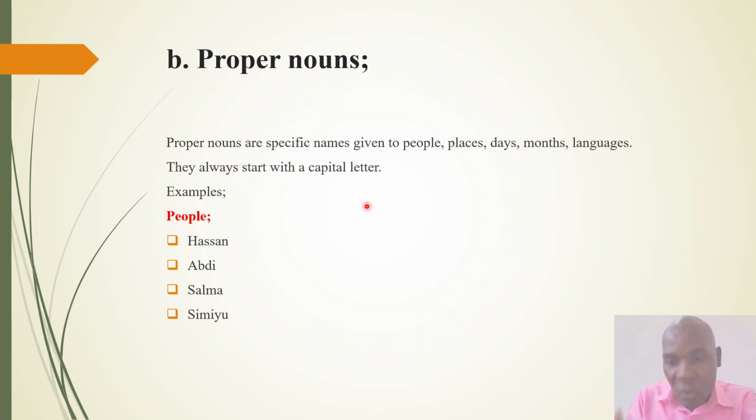Keep that in your mind: a proper noun must start with a capital letter anytime you are using it, all the time. When you are talking about people, we already talked about these examples. You can have examples like Hassan, Abdi, Salma, you can talk of Smiu. These are just names of people. There are very many names that you know. You can start with your own name and give very many names of people that you know. But anytime you're writing somebody's name, irrespective of where you are writing that name, you must start with a capital letter. That is a must.